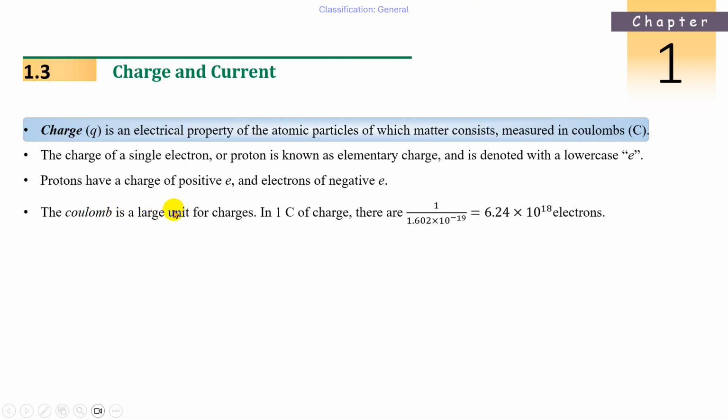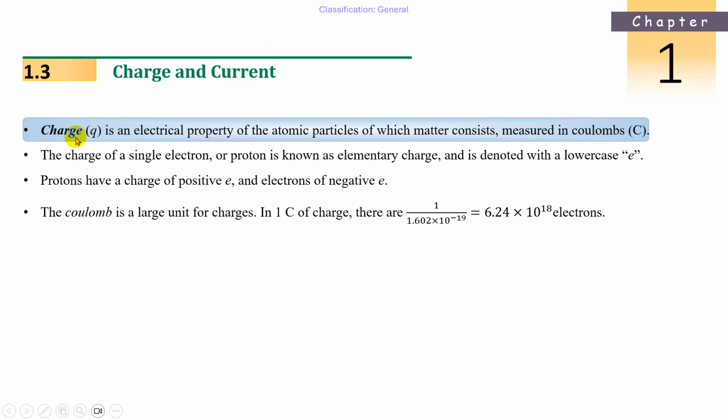The coulomb is a large unit of charge, and in 1 coulomb of charge there are 1 by 1.602 into 10 power minus 19 electrons, that means 6.24 into 10 power 18. So in one coulomb we have how many electrons? 10 power 18 electrons. 10 power 18 is a very, very huge value. That many electrons are there in 1 coulomb of charge, and that is denoted by capital Q.